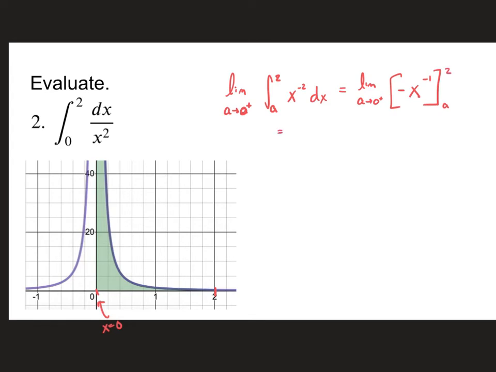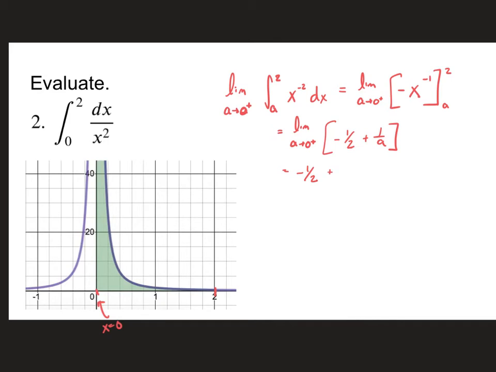So let's keep going. The limit as a approaches 0 from the right, when I plug that in, let's see here, that will give me what? I get negative 1/2 plus 1 over a. Cool. Now when I evaluate my limit, I'll have this negative 1/2, and I'll look at the limit.